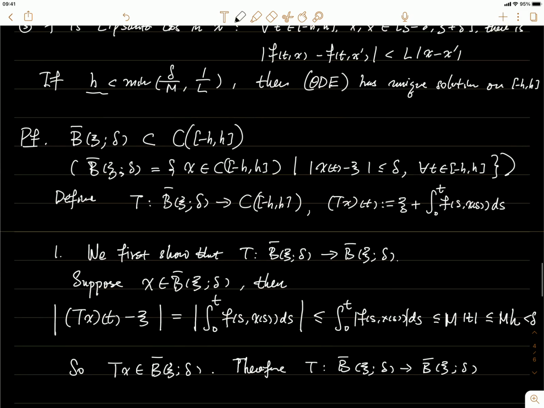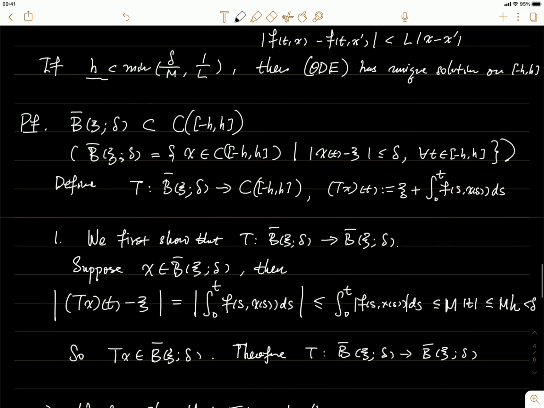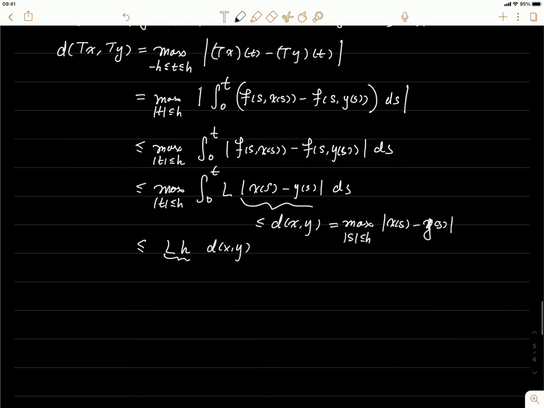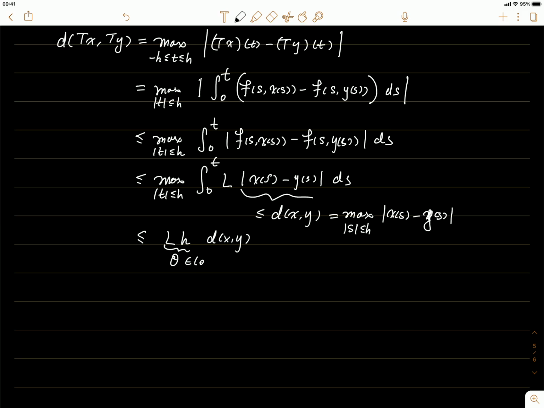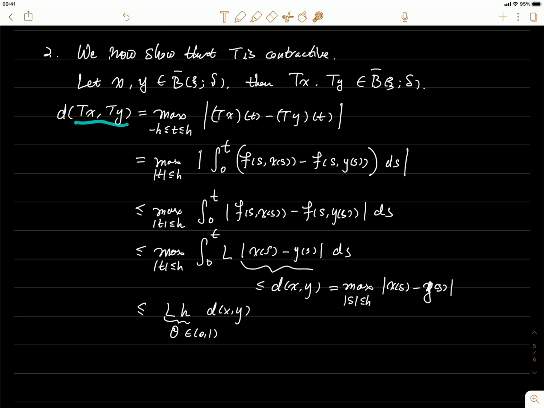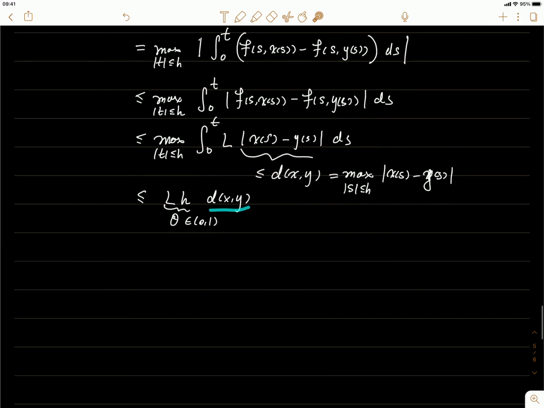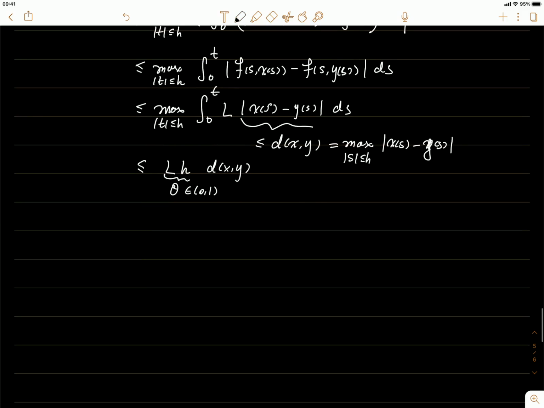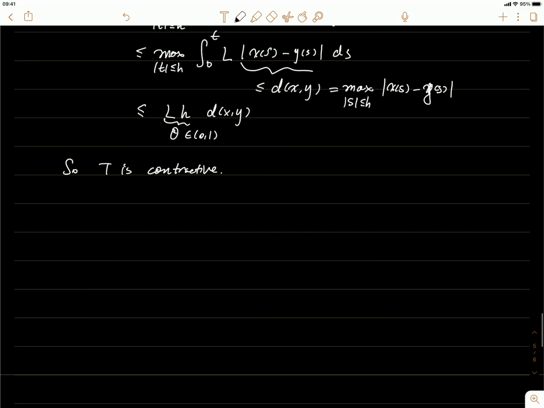Because of the way we chose this h, it must be strictly smaller than 1 over L. So there has to be a number, say I call it theta, and this theta must be strictly less than 1. So now I show that the distance between two points after mapping is less than or equal to theta times the distance before the mapping. That means T is contractive. So I know that T is a mapping from the ball to itself and it's contractive. The third step is to just apply the Banach fixed point theorem.